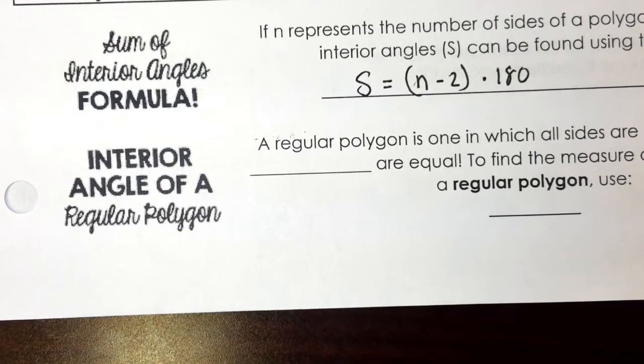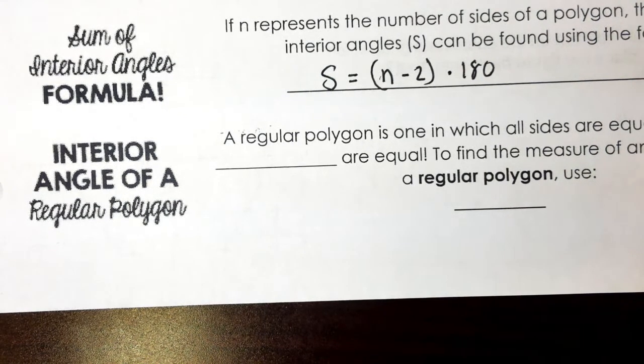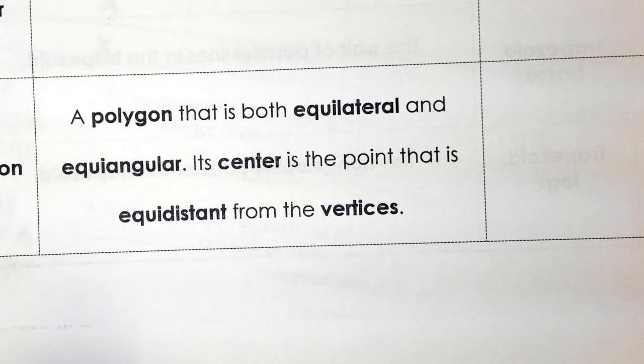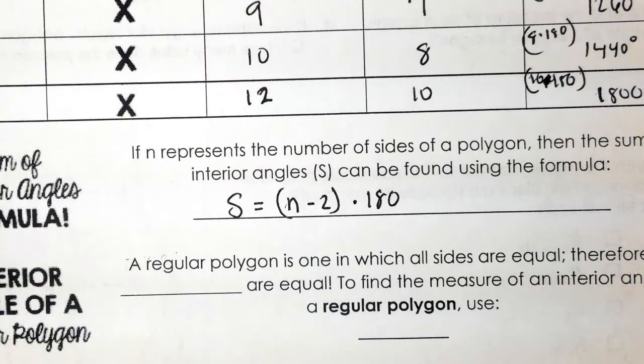Now, if I want to find individual angles in a regular polygon, alright, we just talked about this in our definition. Say if we talk about a regular polygon, a polygon that is both equilateral and equal angular. Its center is the point that is equal distance from the vertices. The main part you need to catch is equilateral and equal angular. So if I call a polygon regular, I'm telling you all the sides are the same. I'm telling you all the angles are the same.